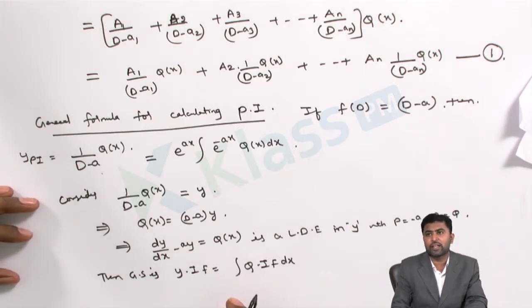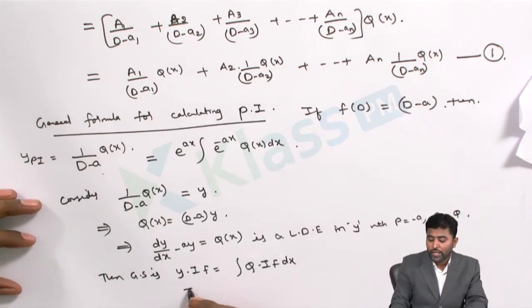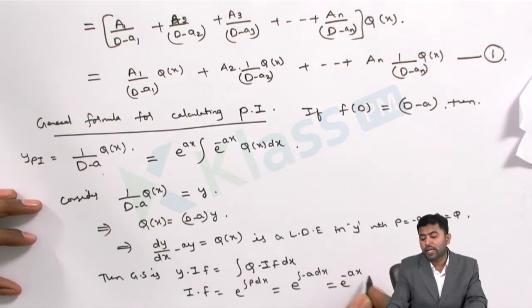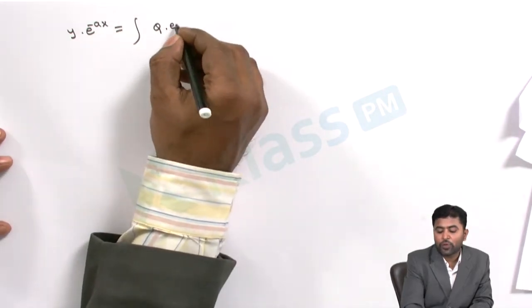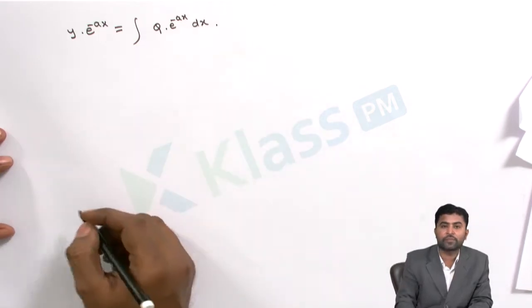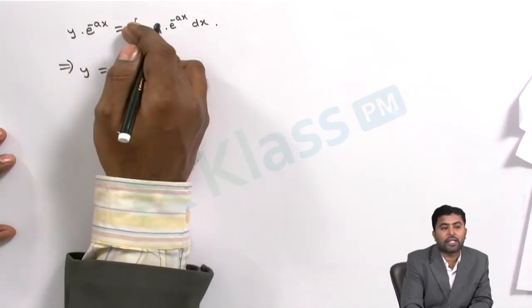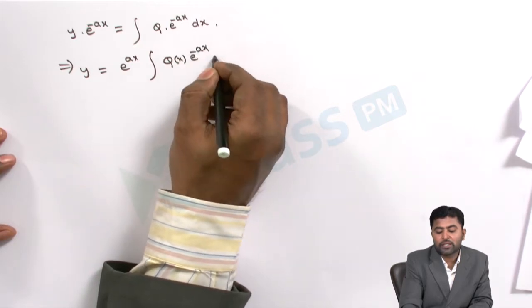But as we are discussing the topic particular integral or particular solution, we know that it doesn't contain any arbitrary constant. So therefore I won't use any arbitrary constant over here. So integrating factor is e power integral p dx. Then that becomes e power integral minus a dx, which is equal to e power minus ax. Y into e power minus ax is equal to integral of q into e power minus ax into dx. Then y is equal to e power ax. I'll send this term to the other side. Then that becomes e power ax integration of q of x into e power minus ax into dx.